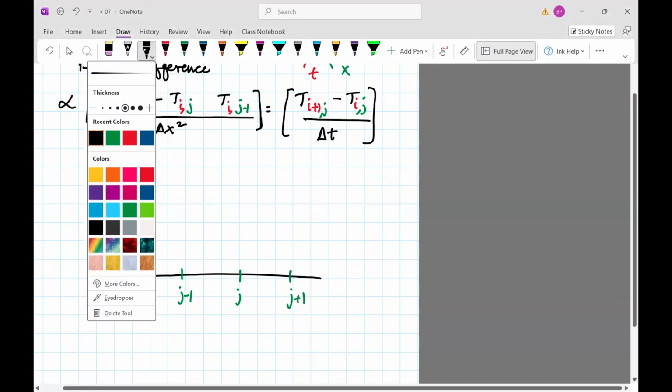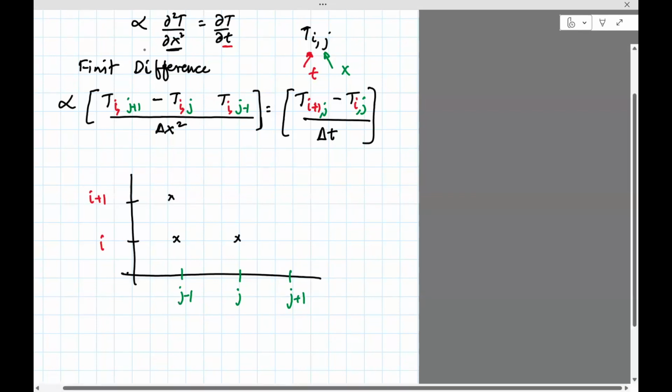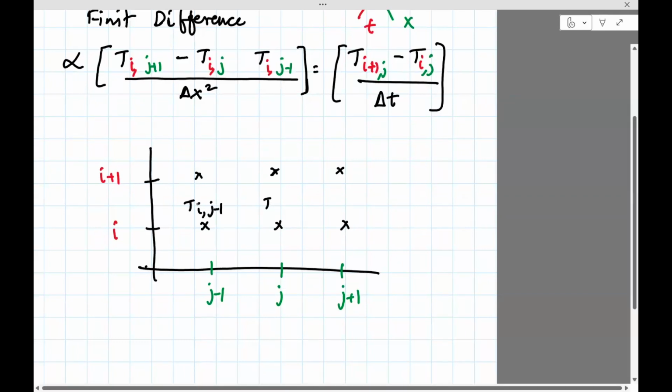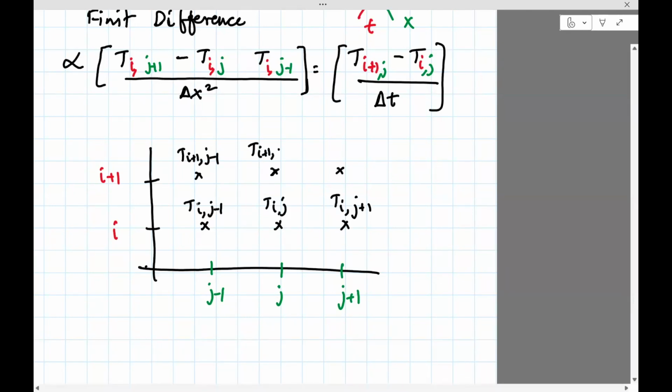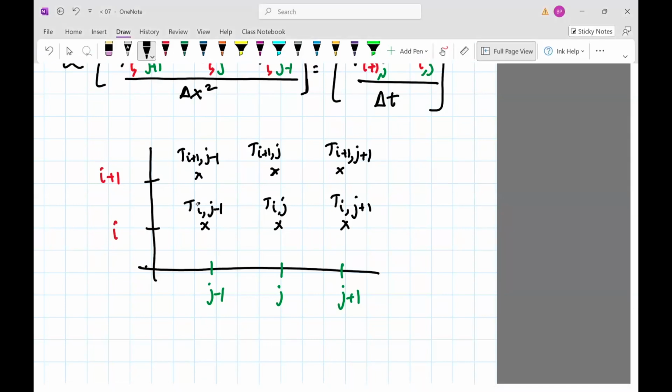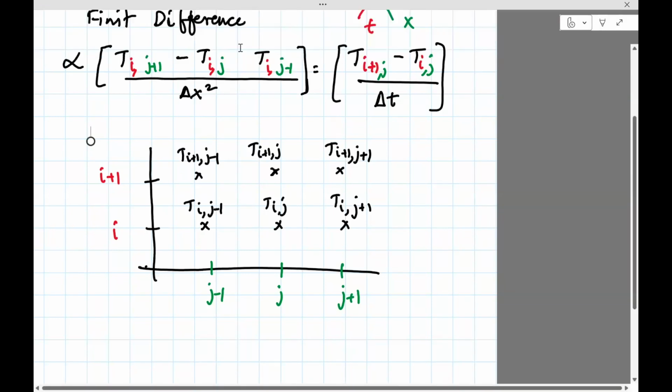So what is a grid point? It's basically this combination. Here we have four grid points, and we can name them. This is going to be T_i,j-1, T_i,j, T_i,j+1, T_i+1,j-1, T_i+1,j, and then T_i+1,j+1.